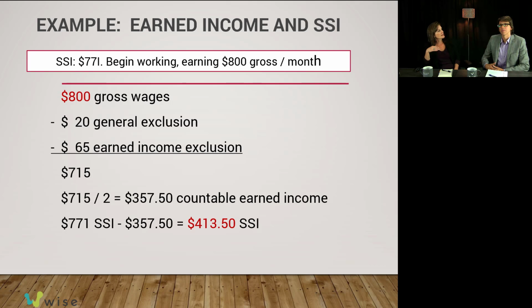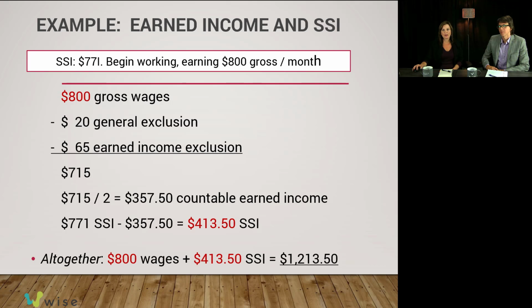And then finally, we move to taking a look at what that does to the SSI check. So with an FBR of $771 for an individual for SSI for 2019, we subtract that $357.50, and that leaves the individual with an adjusted SSI check of $413.50. So here we go. This looks a lot more impressive, right? Yeah. You get to retain a lot more money, and you're finally bumping up beyond that SSI FBR in a much more significant way.